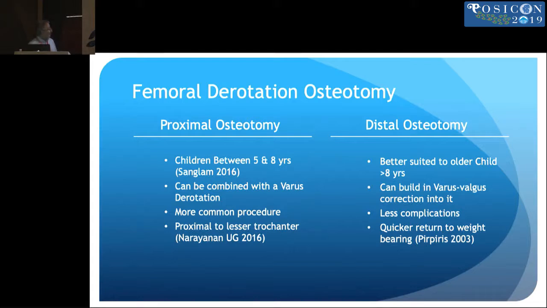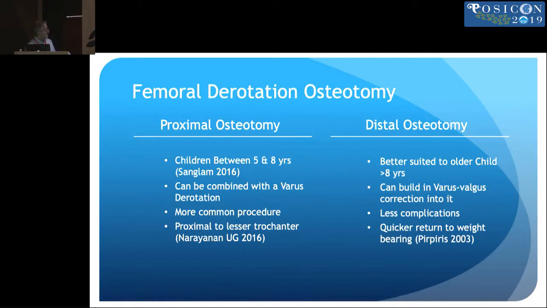So, two schools of thought, which is better? Proximal osteotomy, usually in a younger child, and it can be combined with a varus derotation of the hip, so as to improve the containment. I'll show you some examples. It's a more common procedure, and Unni Narayanan recommended that you should make the osteotomy slightly more proximal to the lesser trochanter in order to relax the iliopsoas muscle. That is not our practice though.